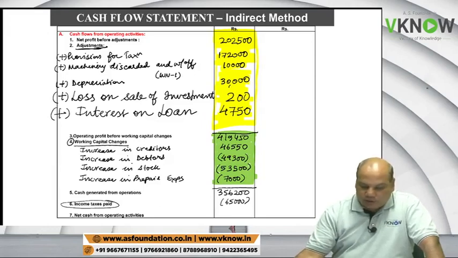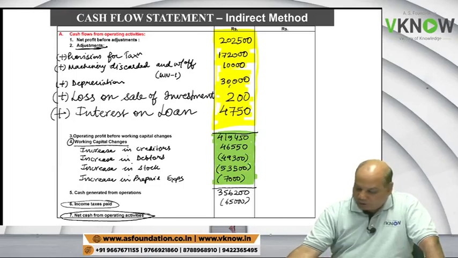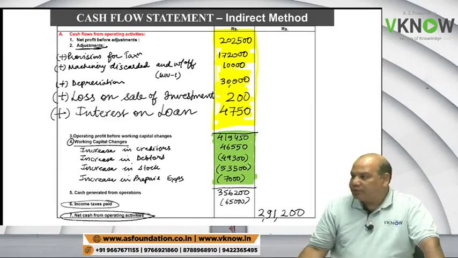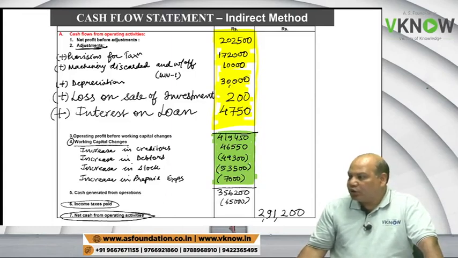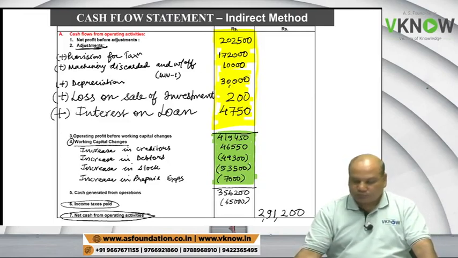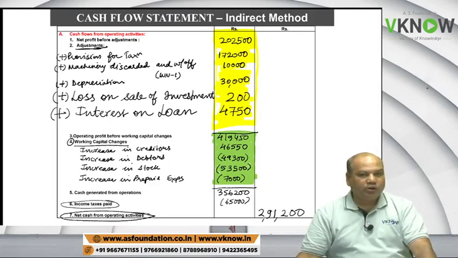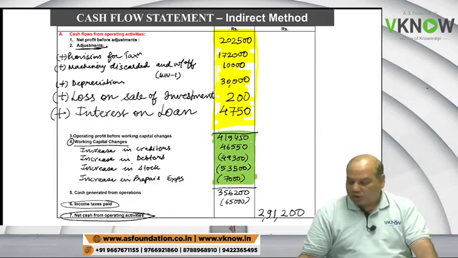minus 65,000. So therefore net cash flow from operating activity is 2,91,200. Chaurasia is right, 291,200. Check the answer now. 291,200 is right.